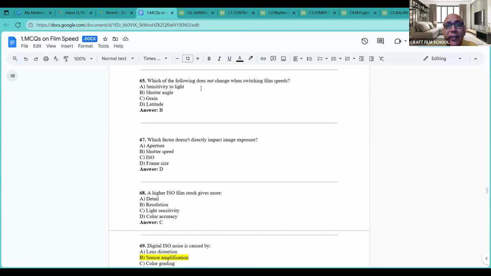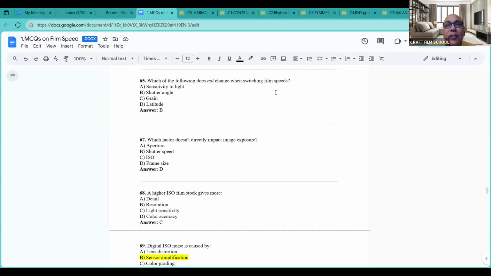Which of the following does not change when switching film speed? If you are switching film speed from 100 ASA to 200 ASA: sensitivity to light, shutter angle, grain, and latitude. Now there is one more term being introduced, called shutter angle. From where has this shutter angle come? In a motion picture camera, the shutter rotates. In still photography, if you notice, it is a parallel movement from vertical to below or maybe left to right. But in a motion picture, the shutter is a rotating shutter. So this is about the motion picture cameras.